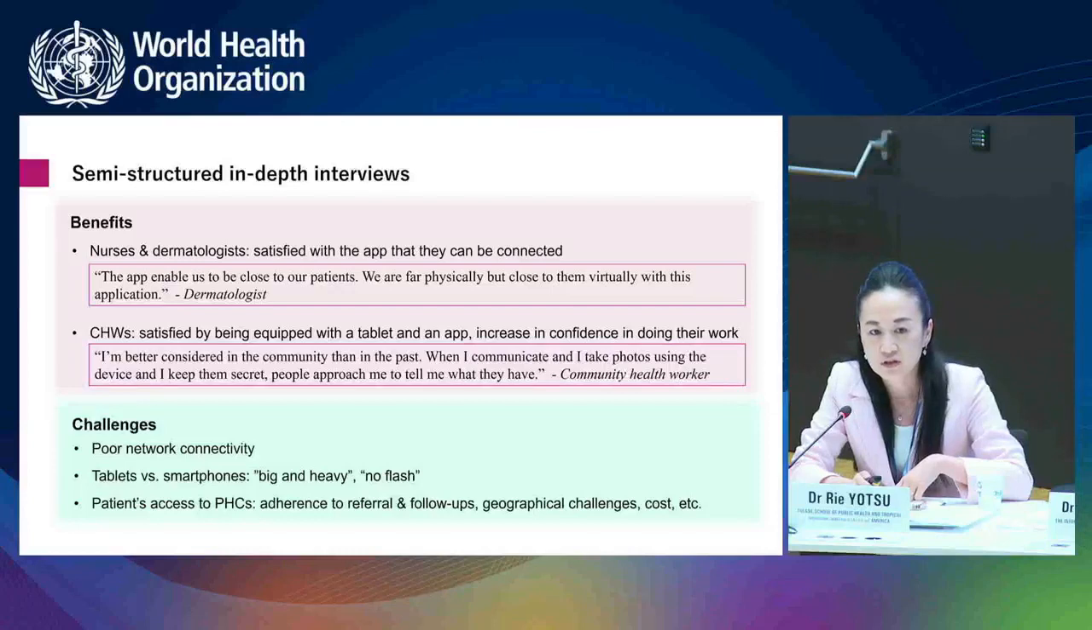We conducted semi-structured in-depth interviews. Of course, we cannot present all the results here, but these are some examples. The benefits were felt both by the nurses and dermatologists. They were satisfied with the app, that they can be connected. It was interesting to see that the community healthcare workers were also satisfied with our project, but their satisfaction came more from being equipped with a tablet and an app, and this increased their confidence in doing their work.